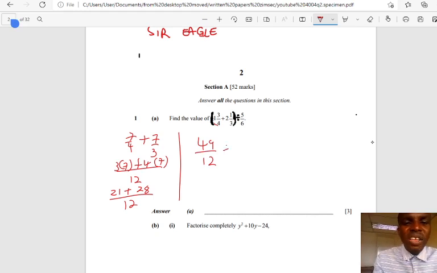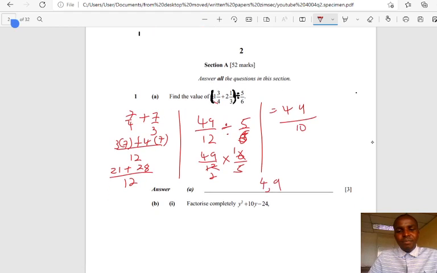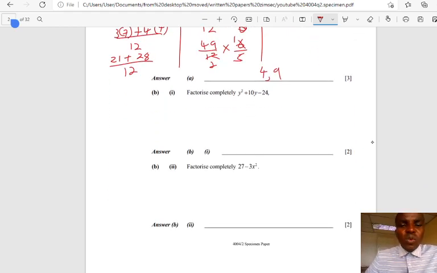They now divide by 5/6. Dividing by 5/6, you have to invert. So introduce a multiplication, then invert 5/6, so it will be 6/5. Then you say 6 into 6 is 1, 6 into 12 is 2. The numerator will be 49 times 1 is 49, over 2 by 5 is 10. Then 49 divided by 10 is actually 4.9. Done. Next question.